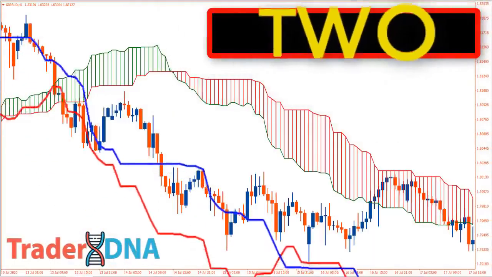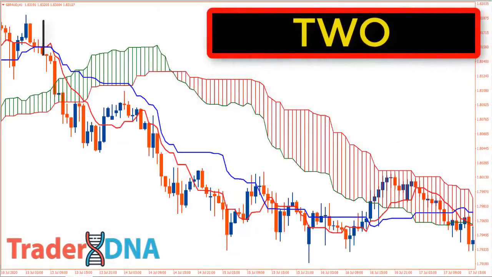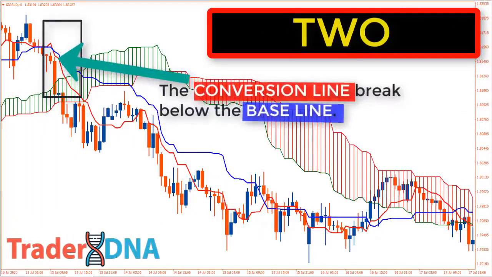Step 2. Wait for the crossover. The conversion line needs to break below the baseline. The price breakout below the cloud needs to be followed by the crossover of the conversion line below the baseline. Once these two conditions are fulfilled, we can look to enter a trade.